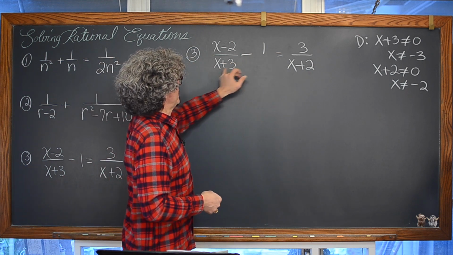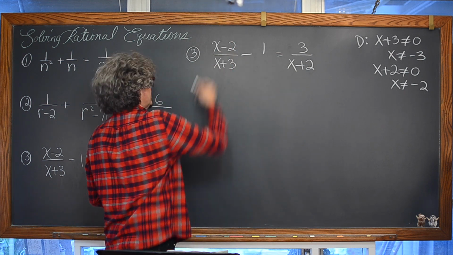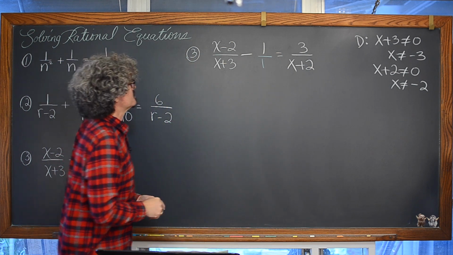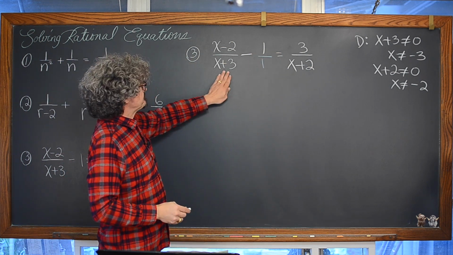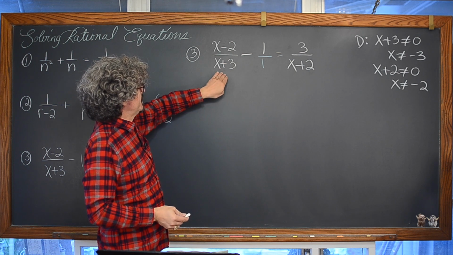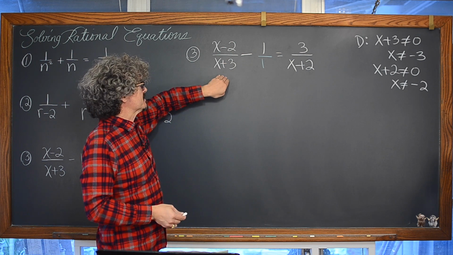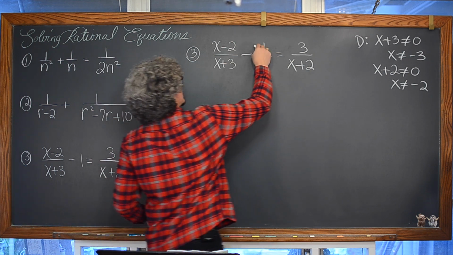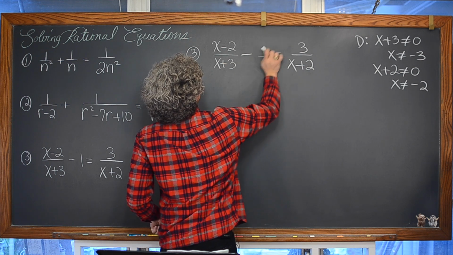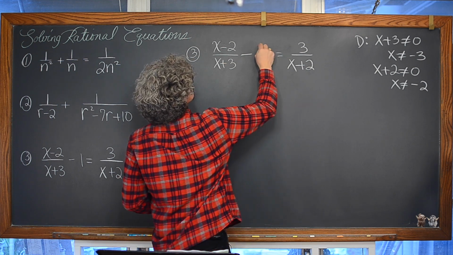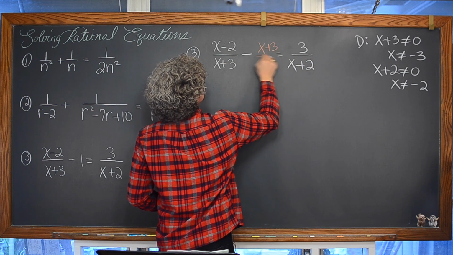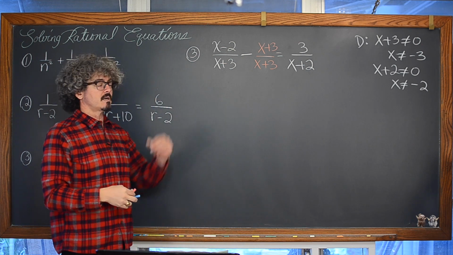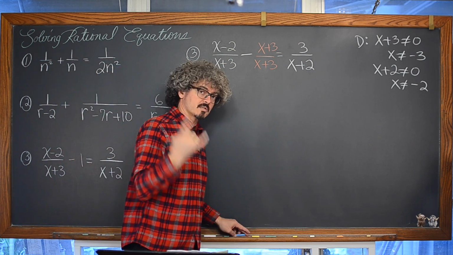So on the left-hand side, we have two fractions: (x minus 2) over (x plus 3), minus 1 over 1. What we're going to do is write this 1 over 1 with a common denominator of x plus 3. I'm pausing because we have this x plus 2 on the right-hand side, but we'll deal with that in a minute. We're going to write this as minus (x plus 3) over (x plus 3). And that's going to allow me to write the left-hand side as one fraction instead of two.